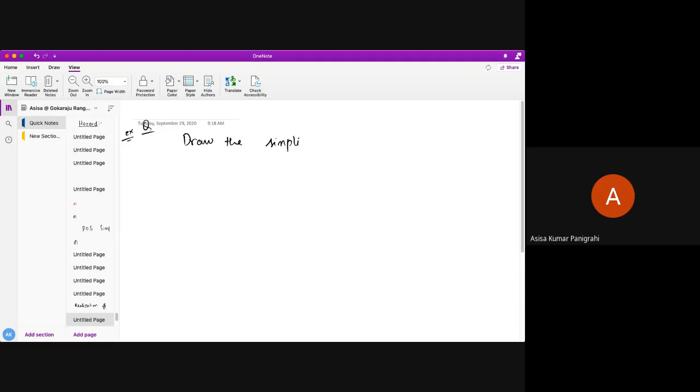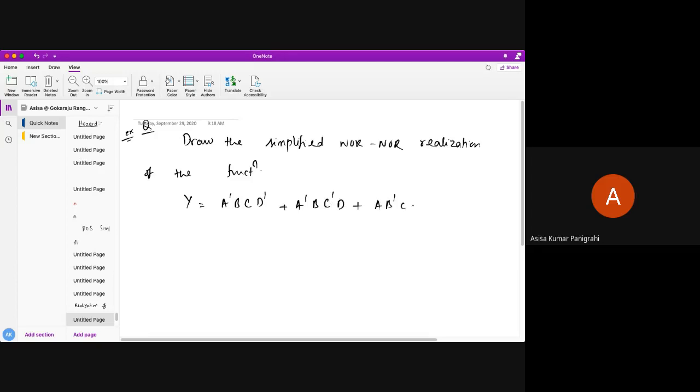Draw the simplified NOR realization of the function Y, which is A bar B C D bar, next A bar B C bar D, A B bar C D bar.